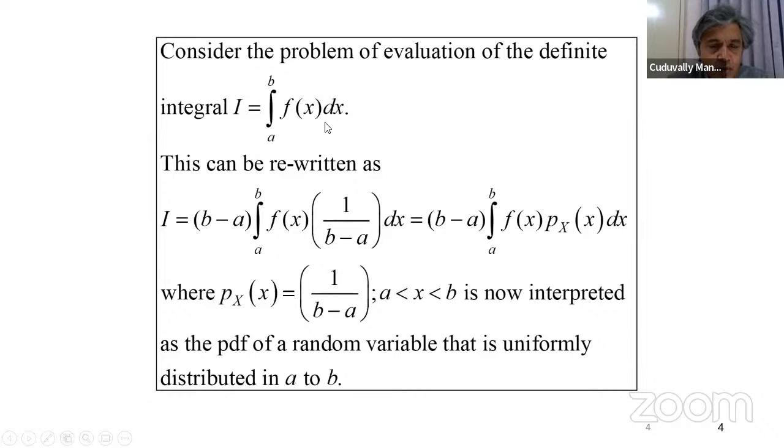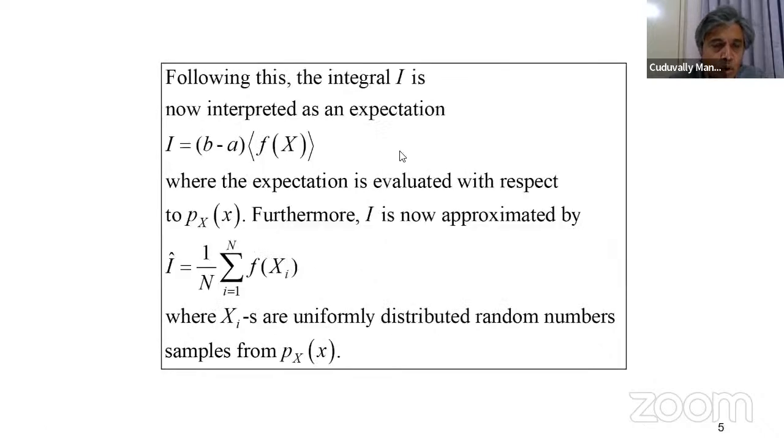I is the integral from a to b of f of x dx. So I can write this integral by multiplying and dividing by b minus a. I can interpret this integral as an expectation over a uniform distribution. So the problem of finding the integral becomes a problem of finding an expected value of f of x with respect to a uniform distribution. Then I can formulate an estimator. I can draw samples of x from a uniform distribution and estimate the integral using this estimator.